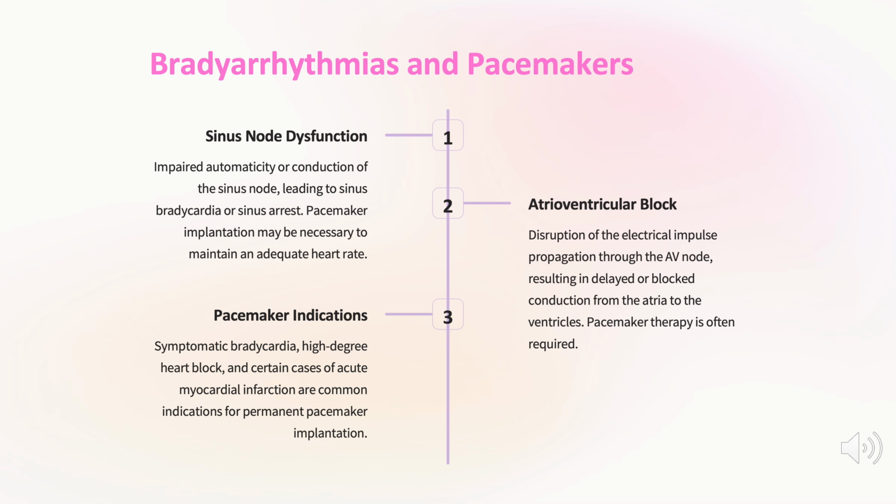Atrioventricular block: impairment in electrical impulse transmission through the AV node leads to delayed or obstructed conduction from the atria to the ventricles, necessitating pacemaker intervention. Pacemaker indications: symptomatic bradycardia, high-degree heart block, and select cases of acute myocardial infarction often warrant permanent pacemaker placement to ensure adequate cardiac function and mitigate associated risks.